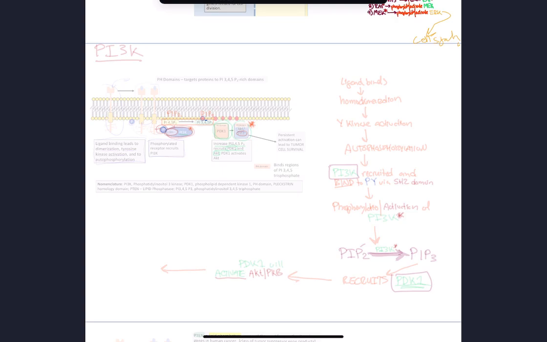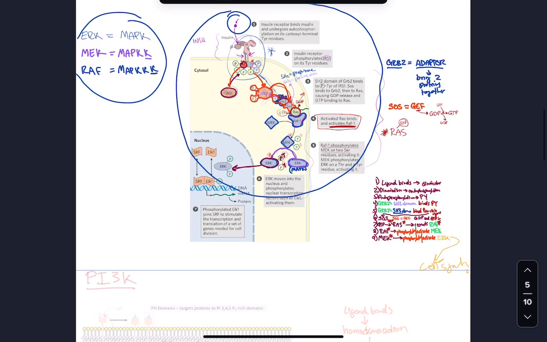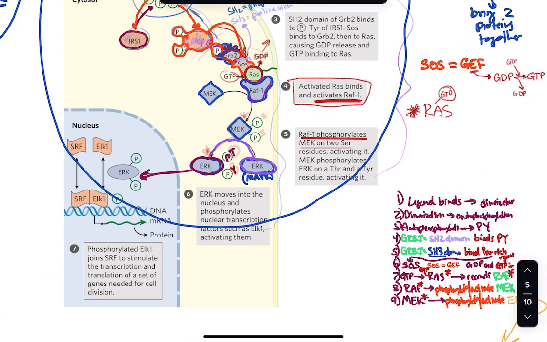All right. Now, I just do want to quickly clarify. I think I misspoke earlier. RAF 1, please correct this if you wrote it down already. RAF 1 phosphorylates MEK onto serine residues. Okay, so here we're going to have 2 serine residues, and that will activate the MEK. And MEK will phosphorylate ERK. MEK will phosphorylate ERK on threonine and tyrosine residues, thus activating it.